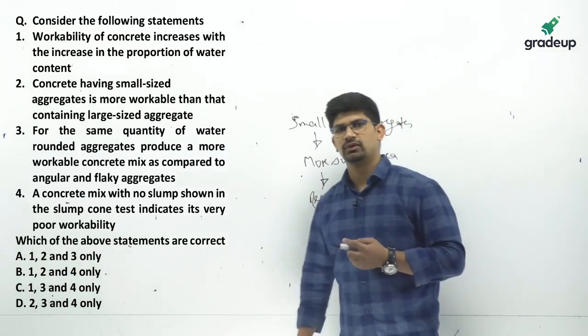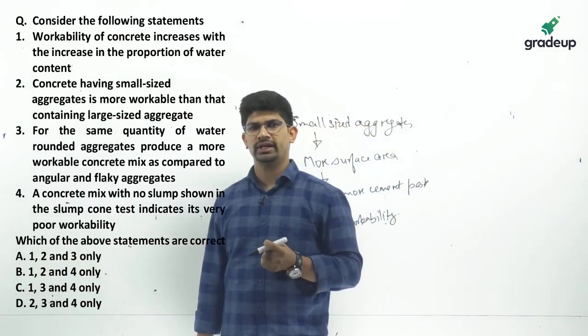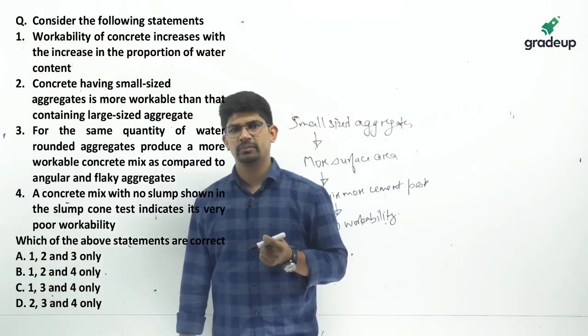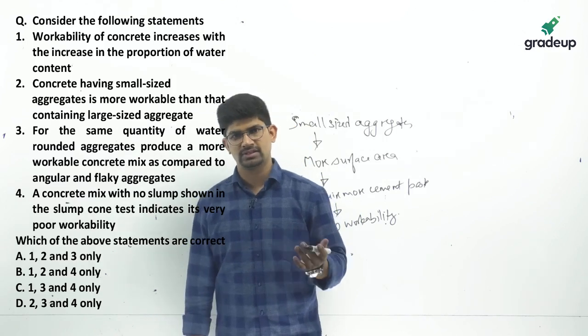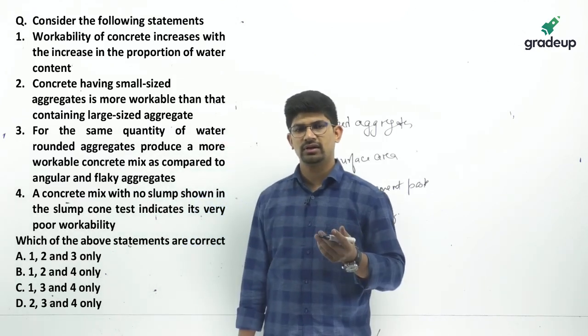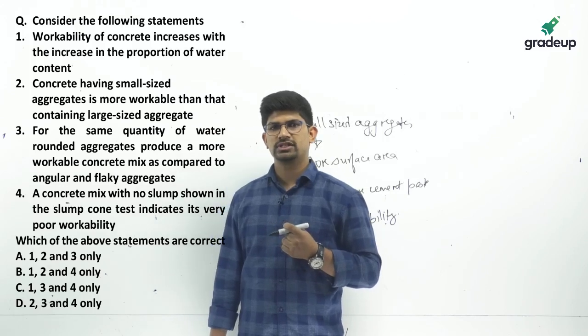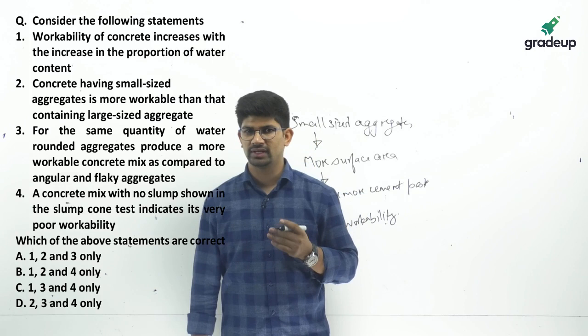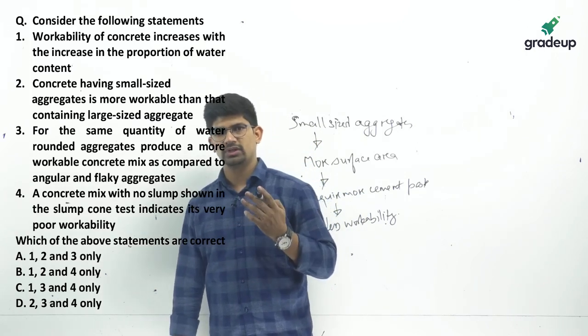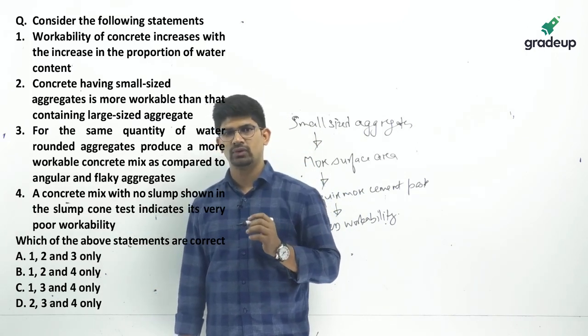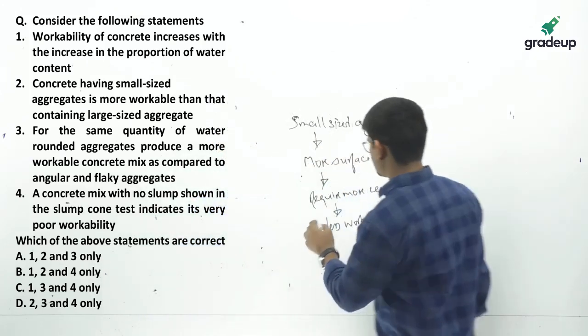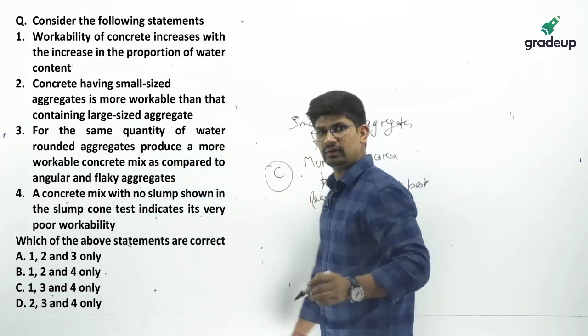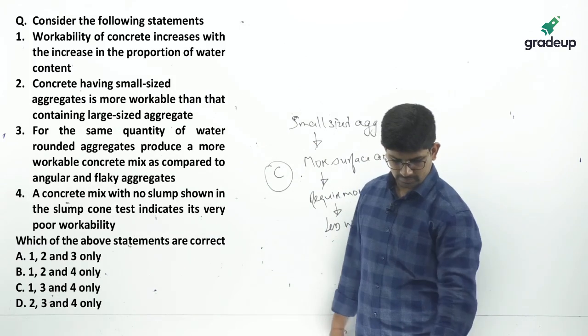Okay, now third statement, for the same quantity of water, rounded aggregate produces a more workable concrete mix as compared to angular and flaky. Yes, it is correct. Okay, rounded aggregates are more workable. A concrete mix with no slump shown in the slump cone test indicates very poor workability. Yes, definitely it's correct. So option 2 is incorrect, but 1, 3 and 4 are correct. So the correct answer to this question will be C, that is 1, 3 and 4. Okay.